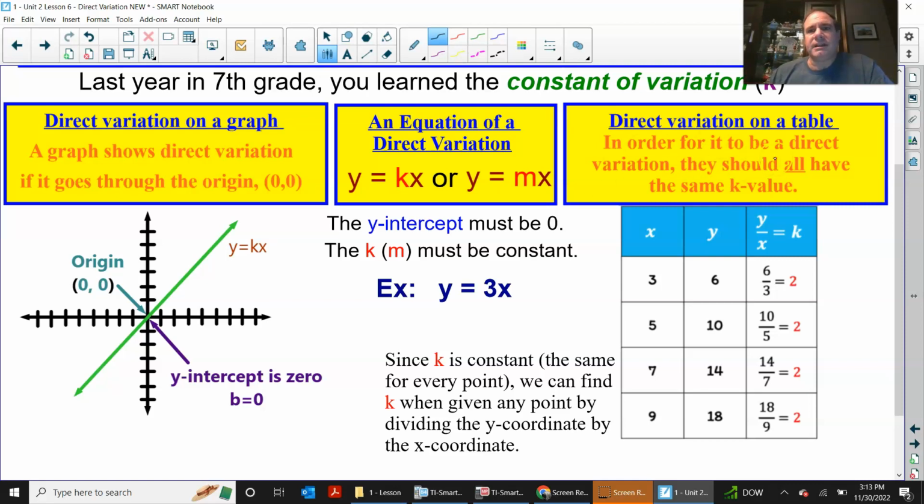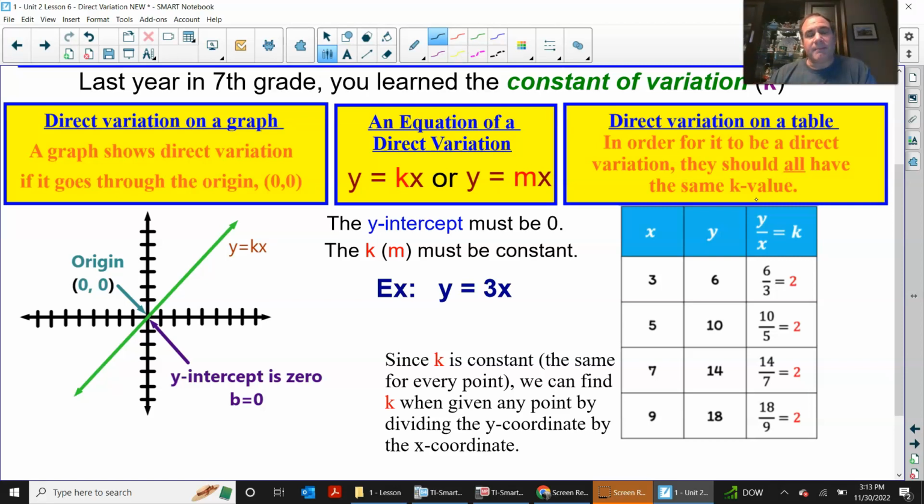A direct variation in a table, in order for it to be a direct variation, should all have the same k value, which means when you divide y by x, it equals k. So if you divide 6 by 3, it'll equal 2. You divide 10 by 5, it'll equal 2. They vary in proportion with each other. So everything is in proportion. If you divide y by x, it'll equal the same thing, which is the constant of variation, which is k.